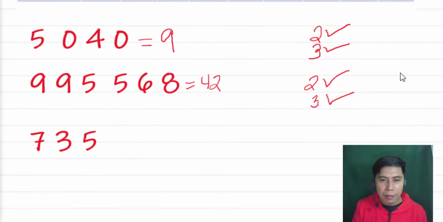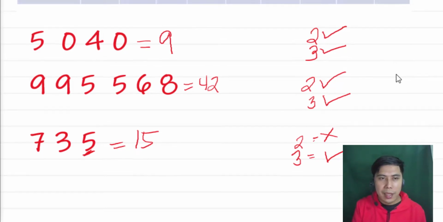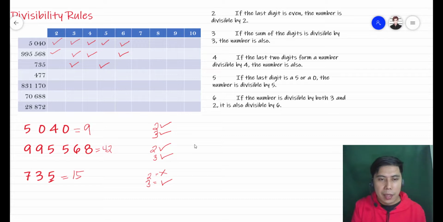But for number 5, we can see that 5 is not even, so it doesn't pass the first condition. Though it passed the second condition, that it is divisible by 3, according to the rule, both conditions must be satisfied. So we cannot say that 735 is divisible by 6.